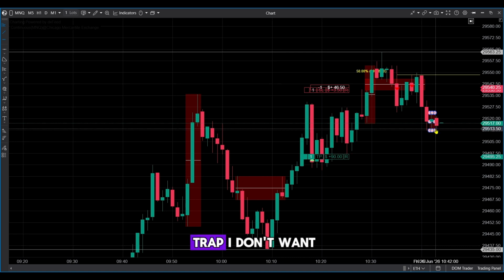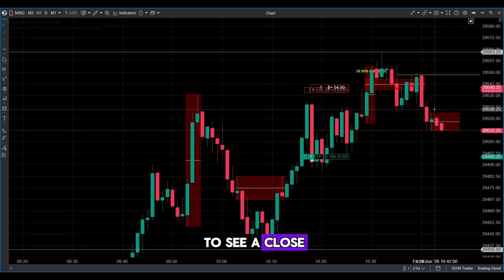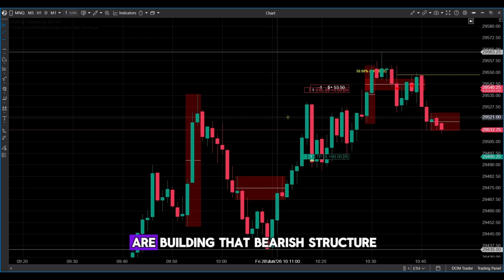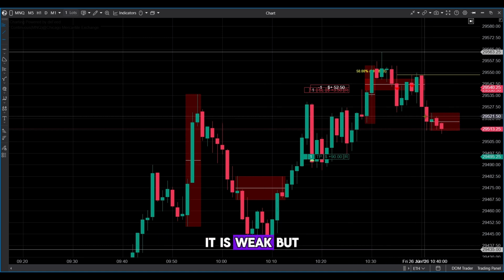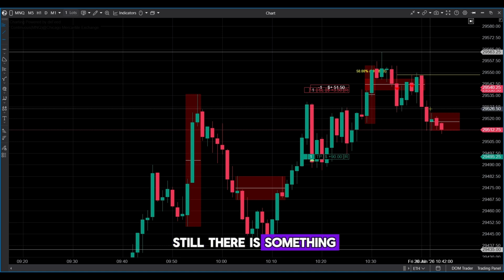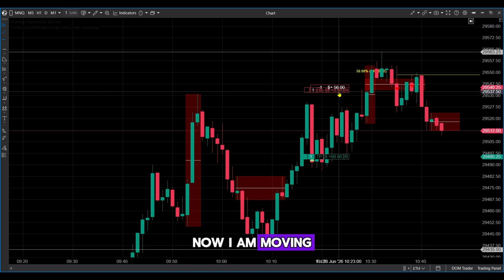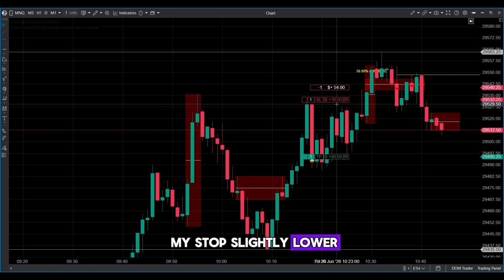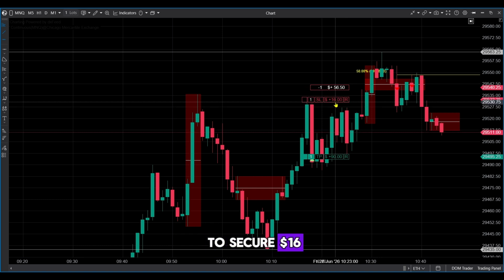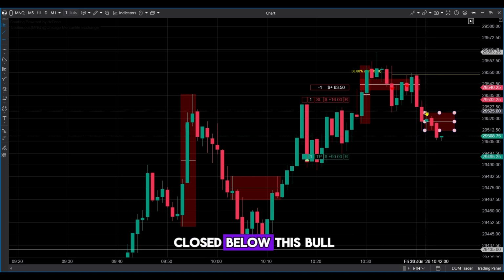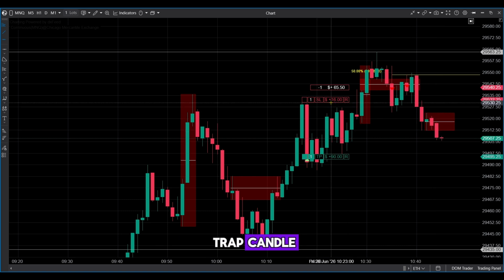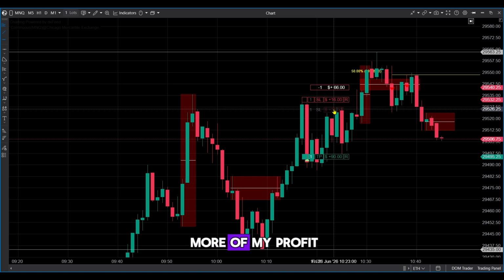This is a bull trap. I don't want to see a close above it. This is good. We are building that bearish structure. It is weak, but still there is something in here. Now I am moving my stop slightly lower to secure $16. The next candle completely closed below this bull trap candle. Now I can secure more of my profit.